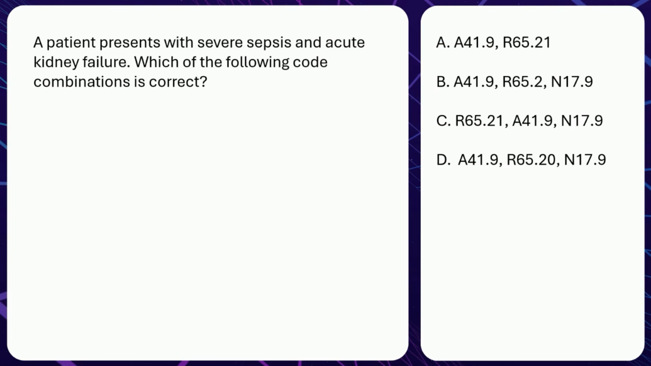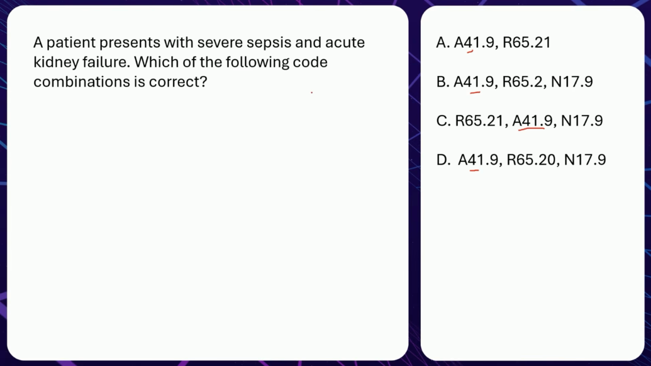Next, a patient presents with severe sepsis and acute kidney failure. Which of the following code combinations is correct? So this is one where we're looking at it and we're going, okay, well, there's a sequencing differentiation here. So here we can see some of these, like we have an R65.2, but then here we have an additional character extension. Here we have these sequenced differently. A49.1 is secondary here and it's primary here. So this could be one where we could narrow some things down just even based off of sequencing.